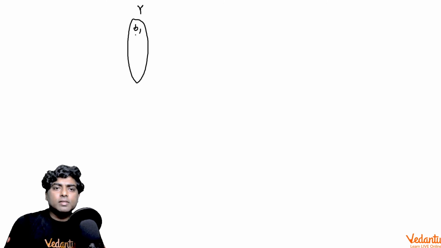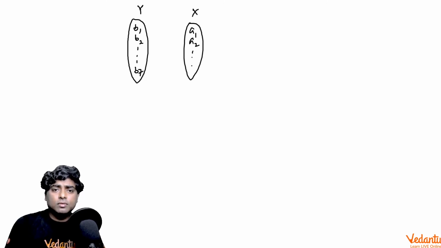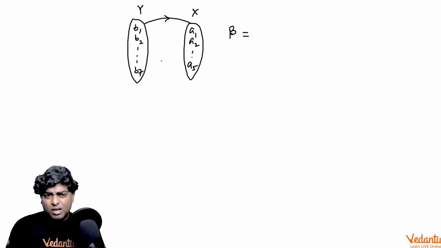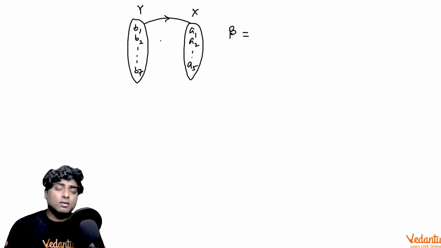In Y there are 7 elements, B1, B2 to B7. In X there are 5 elements, A1, A2 to A5. From Y to X, the number of onto functions is beta. Think about it: every element of X is to be engaged with at least one element of Y. Here there are 5 elements, here there are 7 elements.